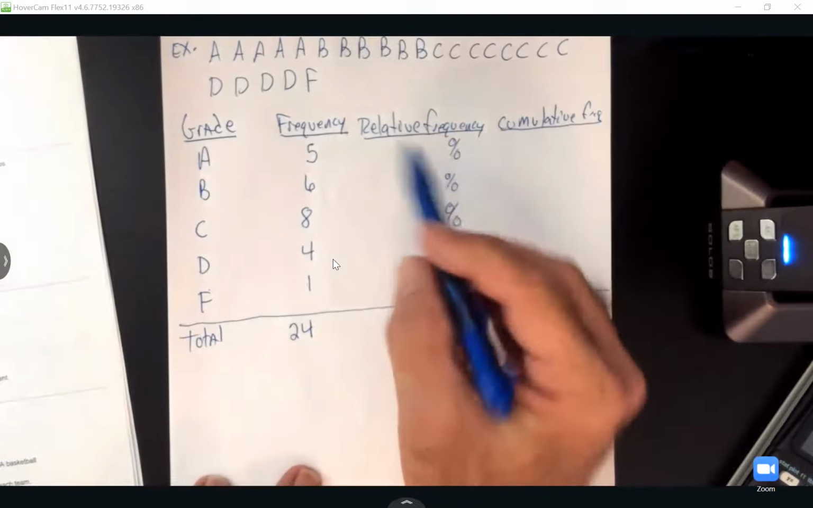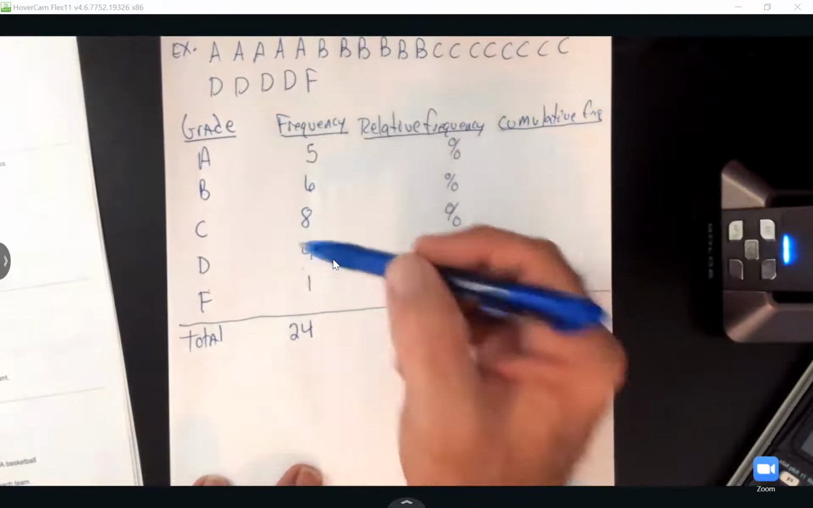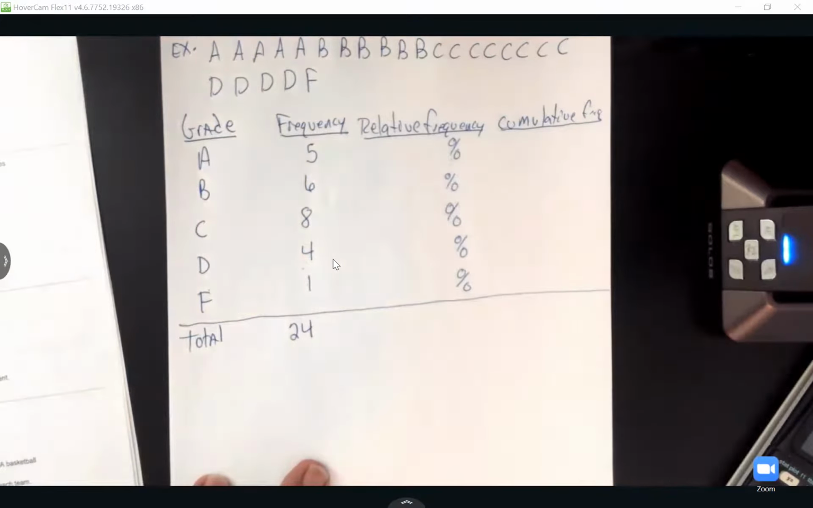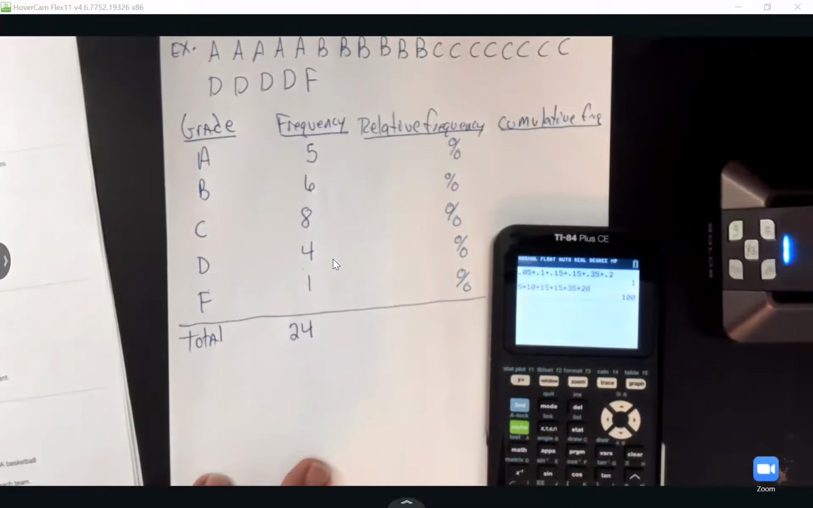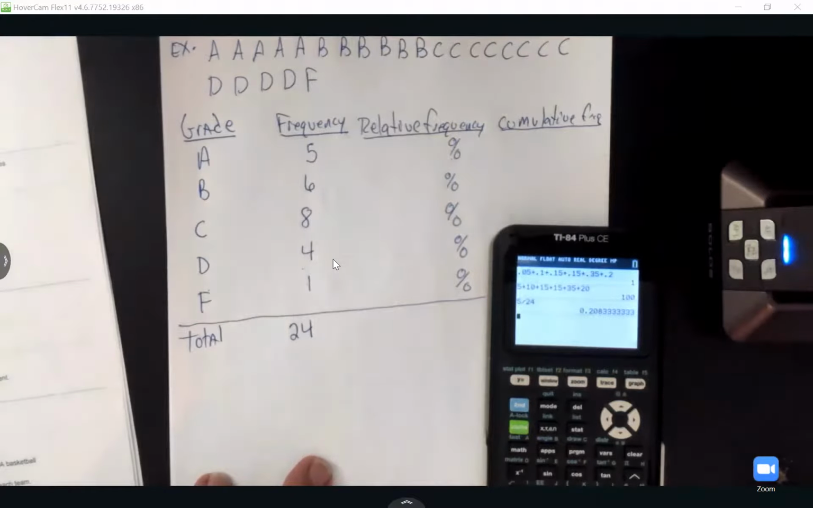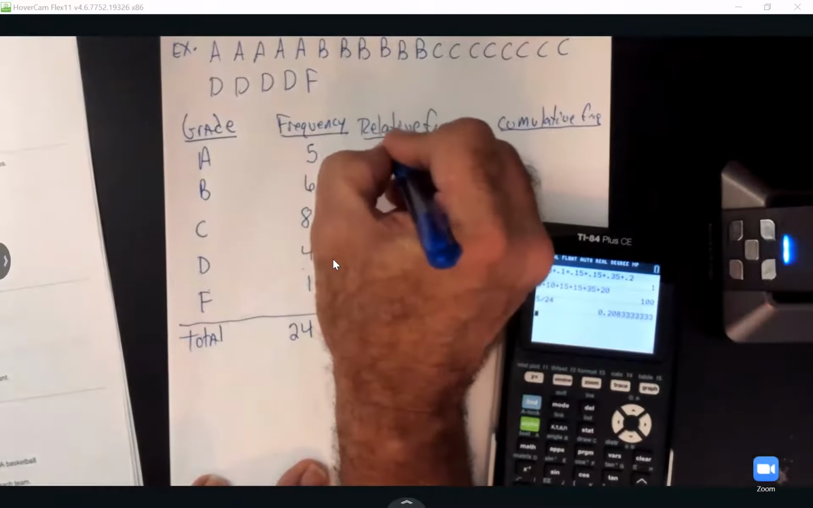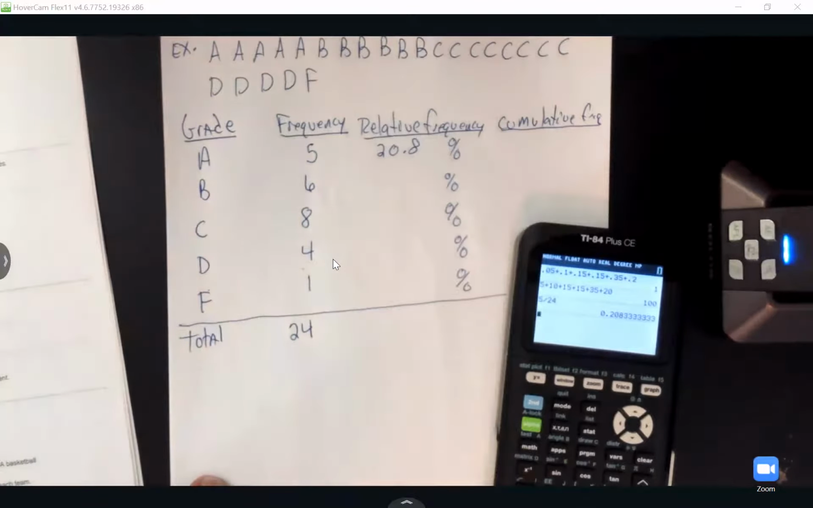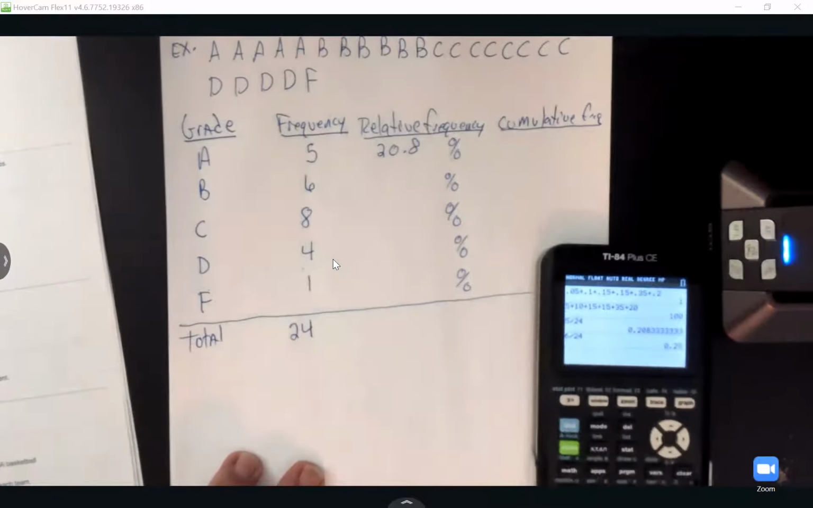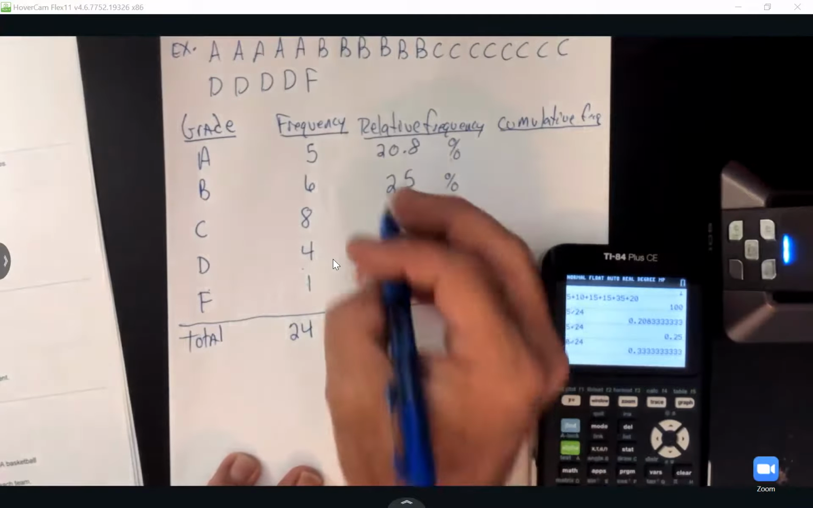That means to find the relative frequency, we'll take each of these frequencies and divide by 24. So we got 5. 5 divided by 24 is 0.208. So I'm going to move this right twice to make a percent. So I'm going to make this a 20.8. It says round to the nearest 10th as needed. All right, next is 6 divided by 24, which gives me 25%. Next we have 8 divided by 24, 0.333, so I'll make that a 33.3.